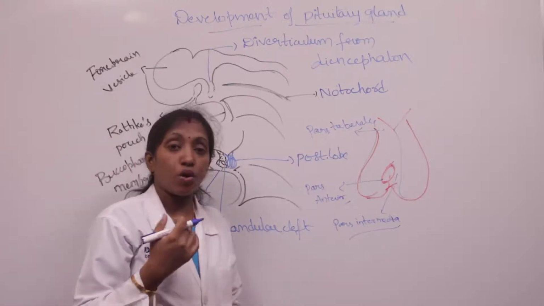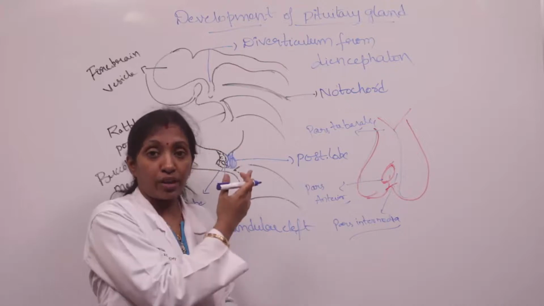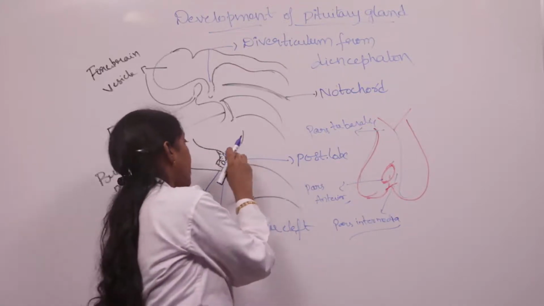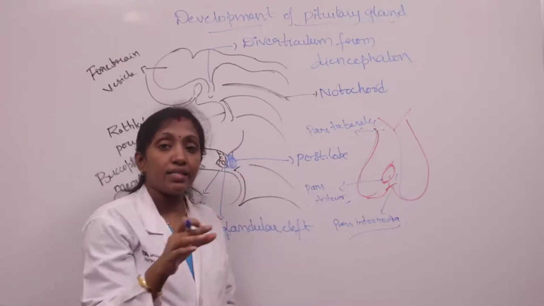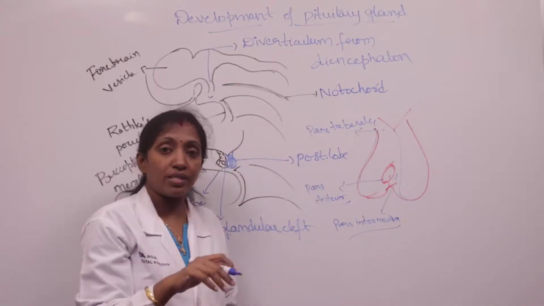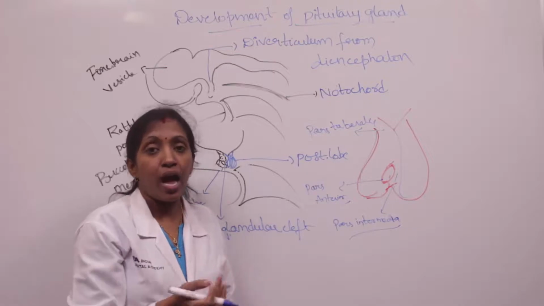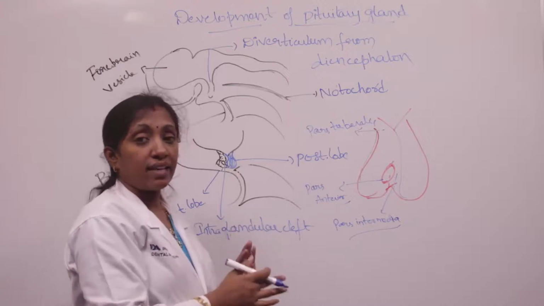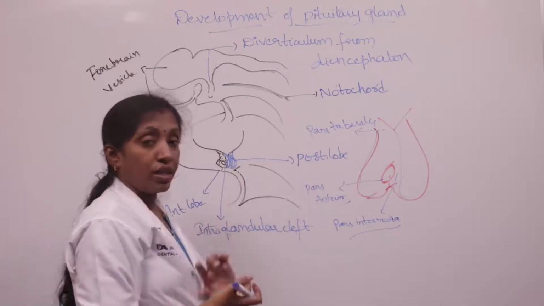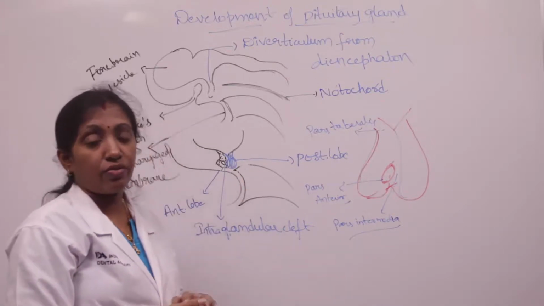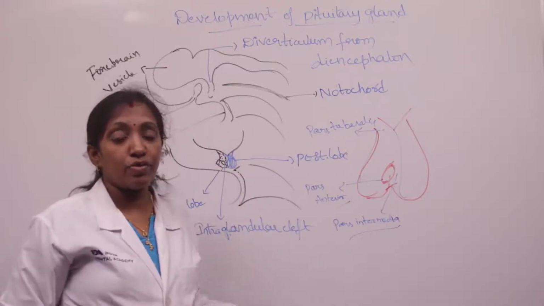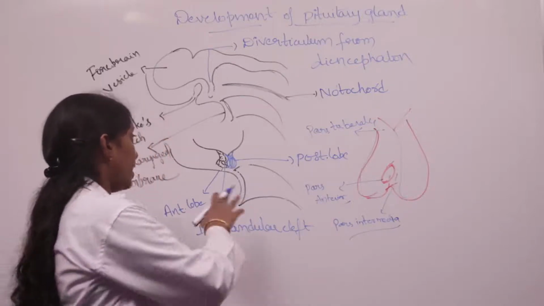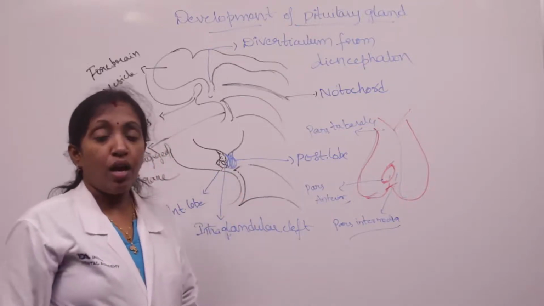So vasopressin and oxytocin are developed from the hypothalamus, and through these unmyelinated nerve fibers they reach here. The posterior lobe stores vasopressin, which is the antidiuretic hormone, and oxytocin. It doesn't synthesize any hormones. It acts as a storage place for oxytocin as well as ADH, which are developed from the hypothalamus, from the supraoptic as well as the paraventricular nuclei. So that is the development of the pituitary gland.